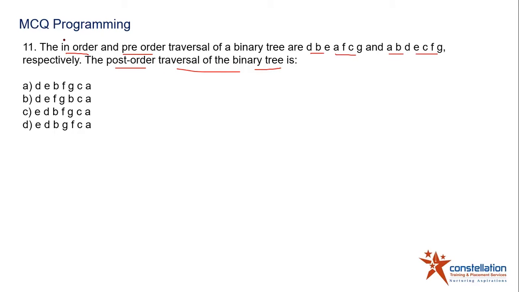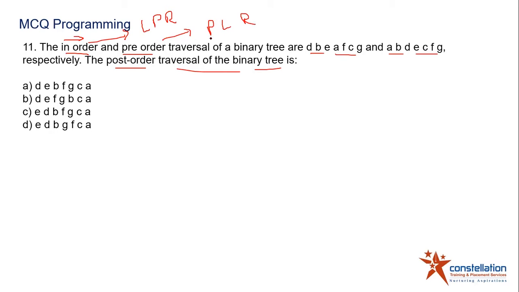Okay. So now if you know the in-order, what happens in in-order is that you go to the left. Then you go to the parent and then you go to the right. So basically, for in-order, the sequence is left, parent, and then right. For pre-order, what happens is that you start with the parent, then you go to the left, then you go to the right.